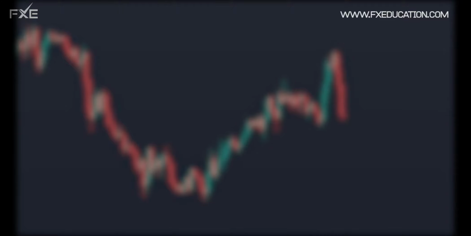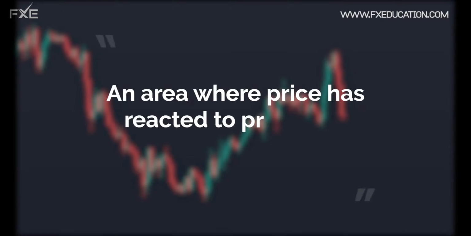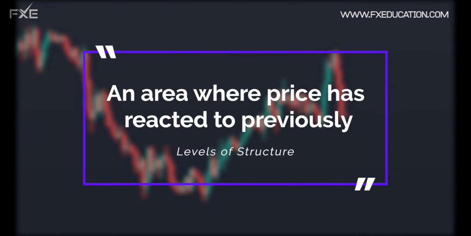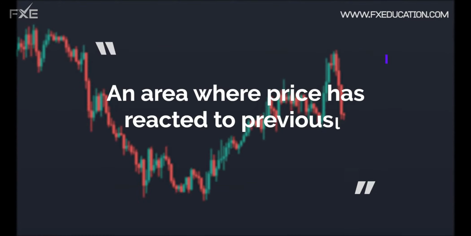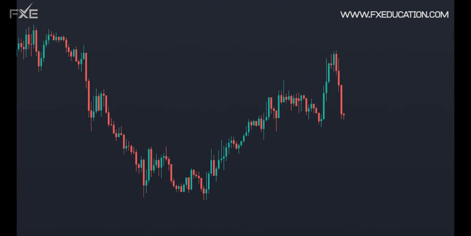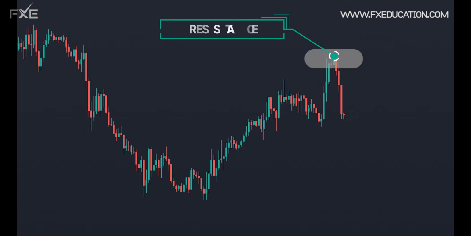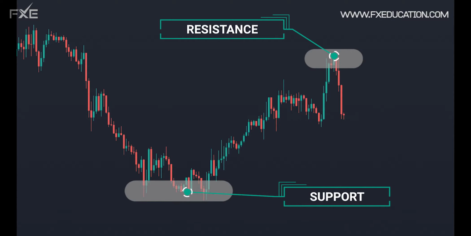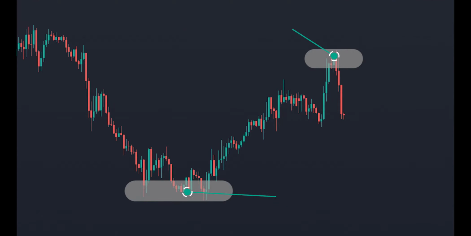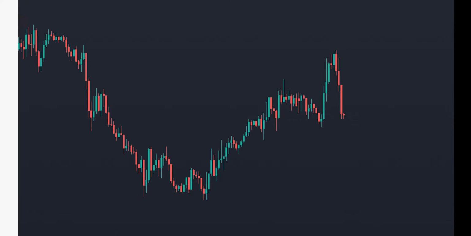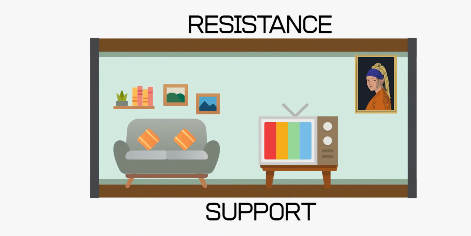Before we dive headfirst into talking about dynamic support and resistance, let's first take a moment to consider what normal SR is. A level of structure is just an area where price reacted previously. What determines whether the level is support or resistance is where price currently stands. A level is resistance if price has rejected this level previously and is now underneath said level, and a level is defined as support if price has rejected this level previously and is now above that level. An easy way of remembering whether a level is support or resistance is that support acts like the floor and resistance acts like the ceiling.